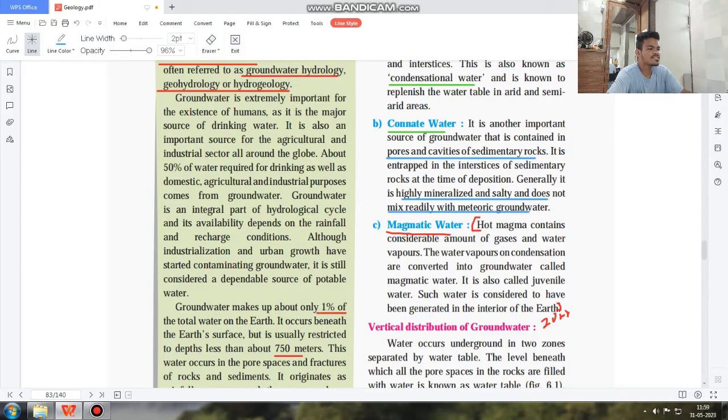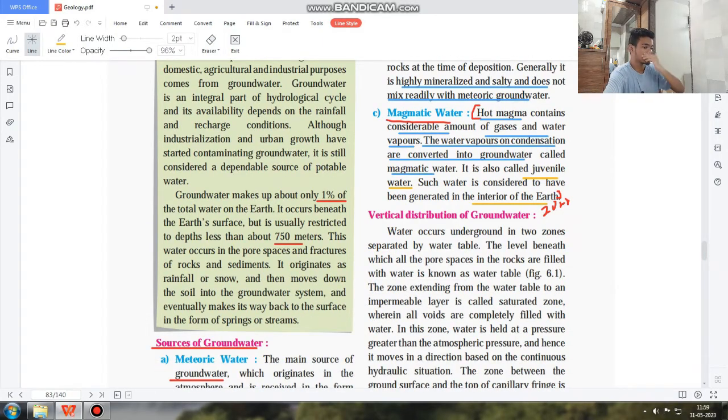Magmatic water comes from where? Volcanoes. Hot magma contains a considerable amount of gases and vapors. The water vapors on condensation are converted to groundwater, which is called magmatic water. This is also called juvenile water. If you write these points, your 2 marks are confirmed. Such water is considered to have been generated in the interior of the earth.